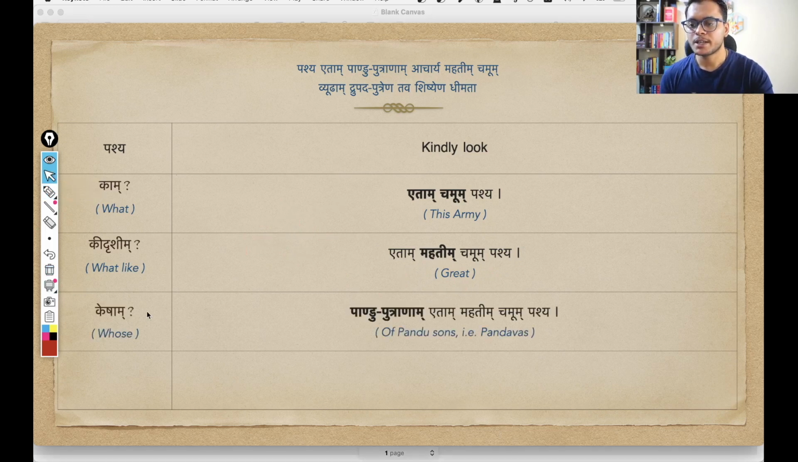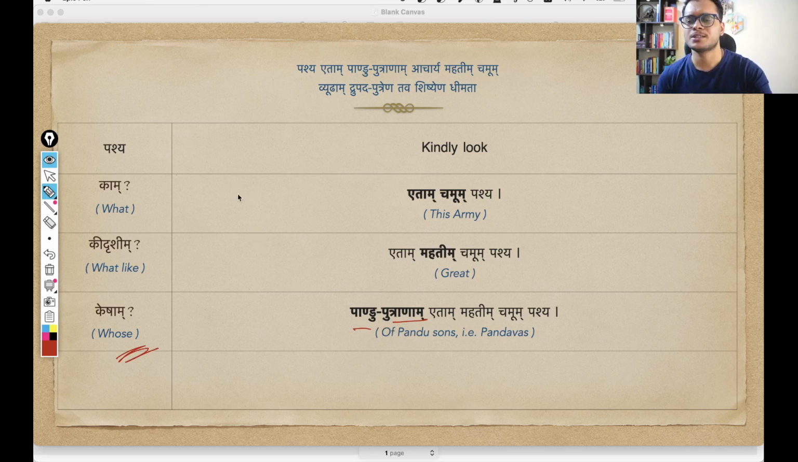Moving forward, Kesham. Now the question is Kesham, or whose army? And the response is Pandu Putranam. This is a single word. I've put a hyphen here just to denote that this is a combination word, or a samas, as we say. Again, don't worry about what samas is or how it works. In future videos, we will cover this topic samas also.